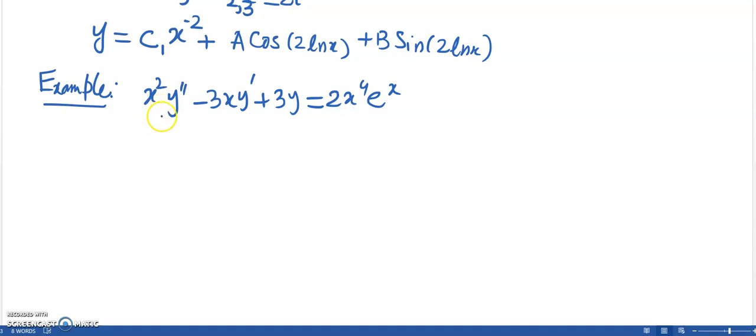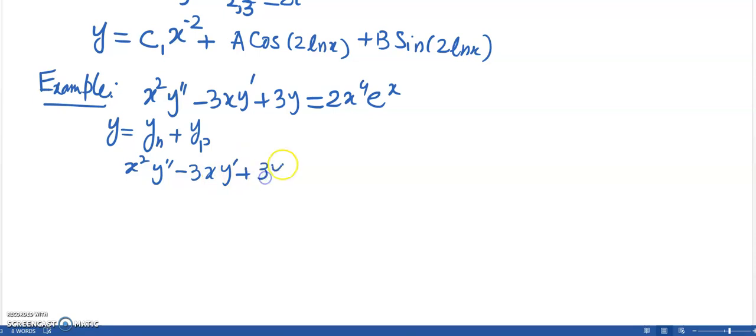So just like for a non-homogeneous differential equation with constant coefficients, the solution of this equation will also be the sum of the solution of its homogeneous part plus its particular solution. For its homogeneous part, we will consider this equation x squared y double prime minus 3xy prime plus 3y equals 0.